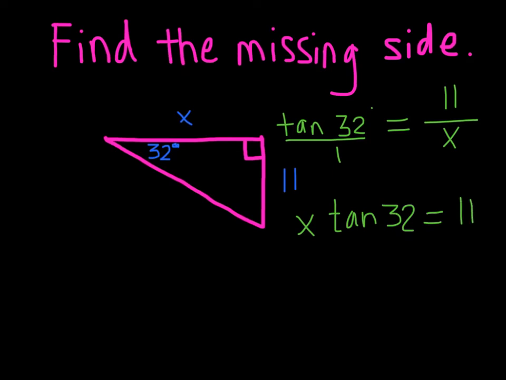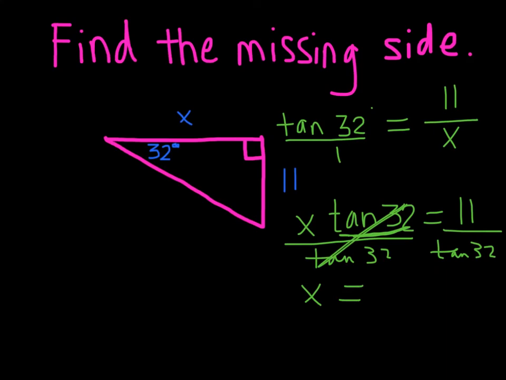Okay, now you can see that in order to get x alone, we have to divide both sides by tangent of 32 degrees. Tangent and 32 are actually connected. This is like one number right here, so you have to work with them together. So we're going to divide by the tangent of 32, divide by the tangent of 32. These cancel. So this time when I entered in my calculator, I'm going to push 11 divided by tangent of 32 in parentheses, and I get 17.6.